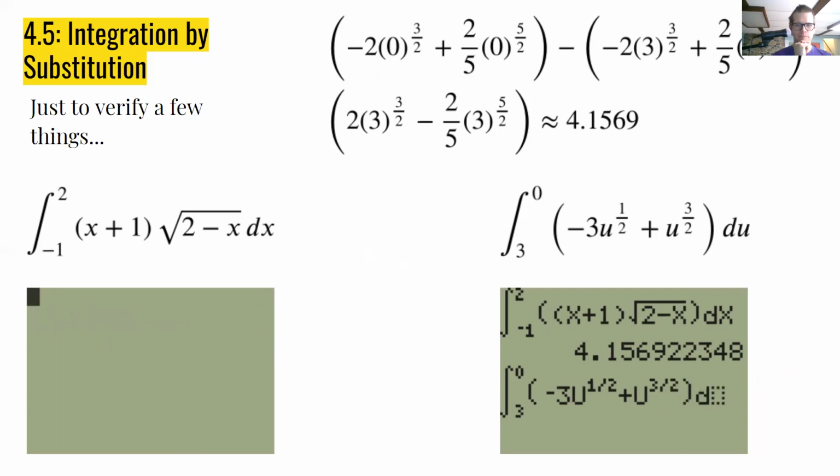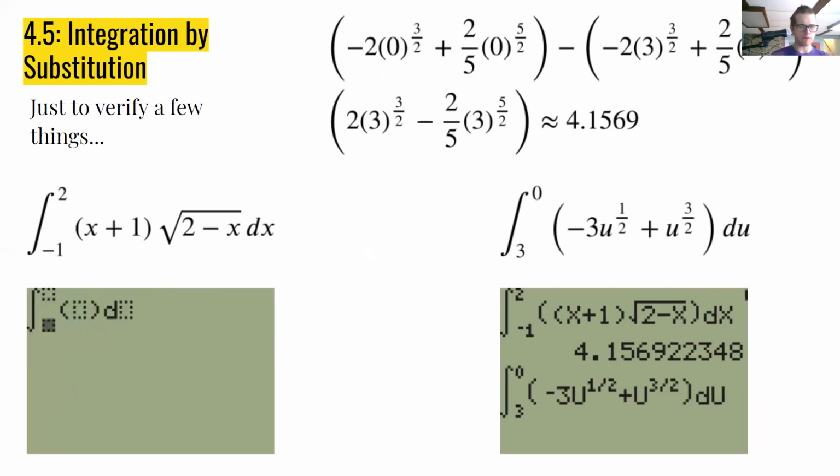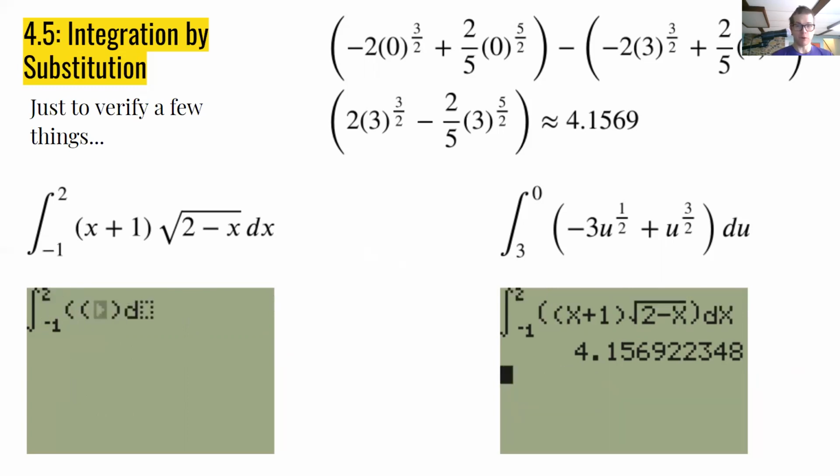But the big thing I want to point out here is that regardless of what the variable is, as long as you're careful about the way the substitution works, you get equivalent answers. You can see my calculator took a little longer to evaluate the u one, but both of these give you the same answer. And I'm showing you how to do it on a graphing calculator. But again, you could just go type this into Desmos as well, because I don't know what our availability of stuff is going to be.